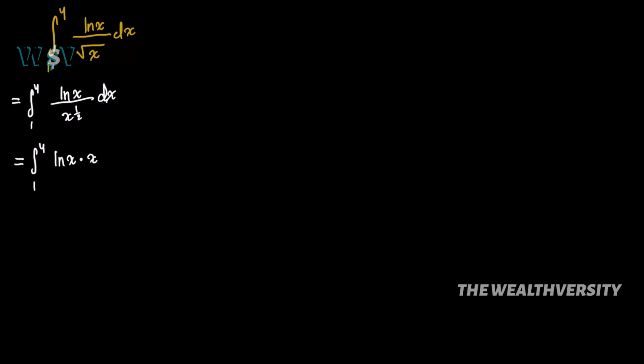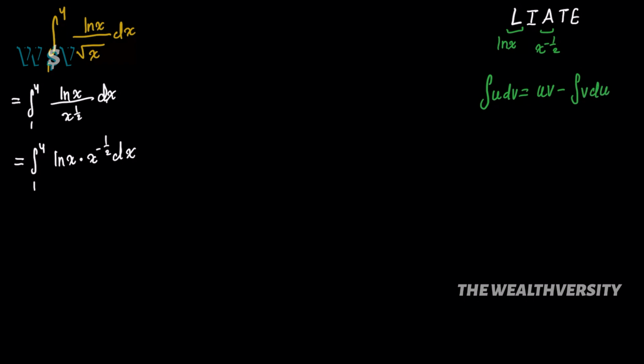Let's look at one more example. We have the integral of ln x over the square root of x dx from 1 to 4. First of all, let's rewrite this integral to make it easier to work with. The square root of x is equal to x to the power of half, and if we bring it up beside ln x, it will become x to the power of negative half. Now using LIATE, we know that ln x ranks higher than x to the power of negative half. So u will be ln x, and x to the power of negative half will be dv.